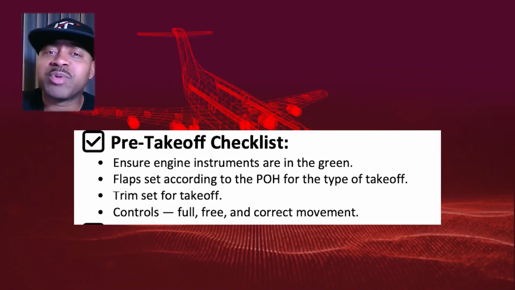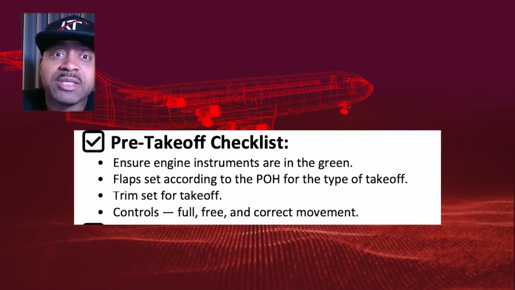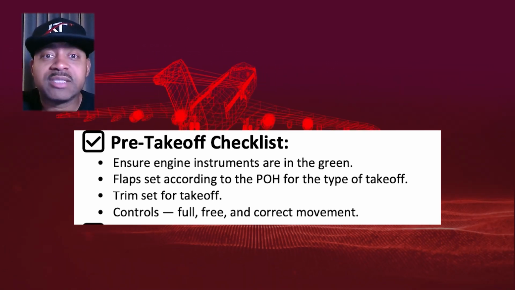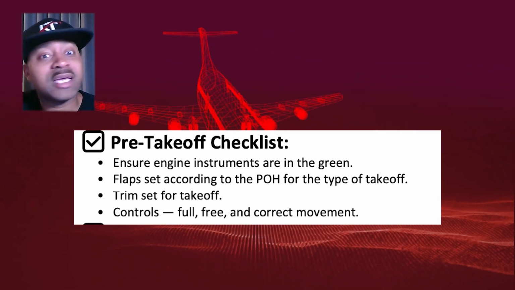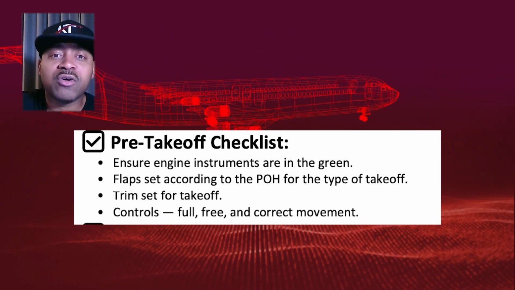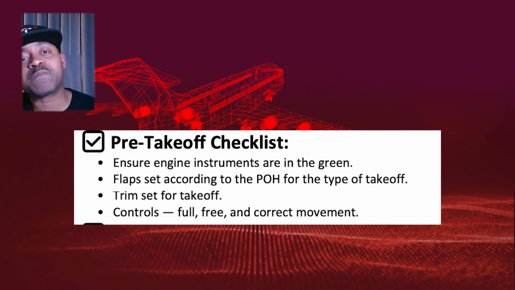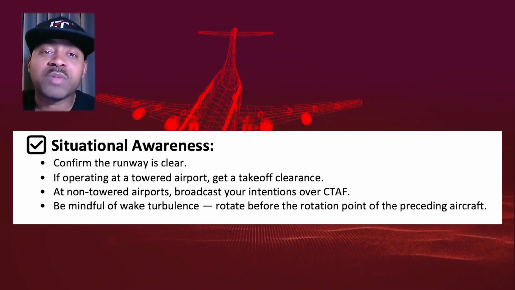Every airplane has its own pre-takeoff checklist, and you want to make sure you're properly completing it. Make sure you've got the right engine instruments in the green, your flaps are set accordingly, you've got trim set for takeoff, and your controls are full, free, and correct. So you've got good movement on your controls before you take off. Not a good thing if you don't.